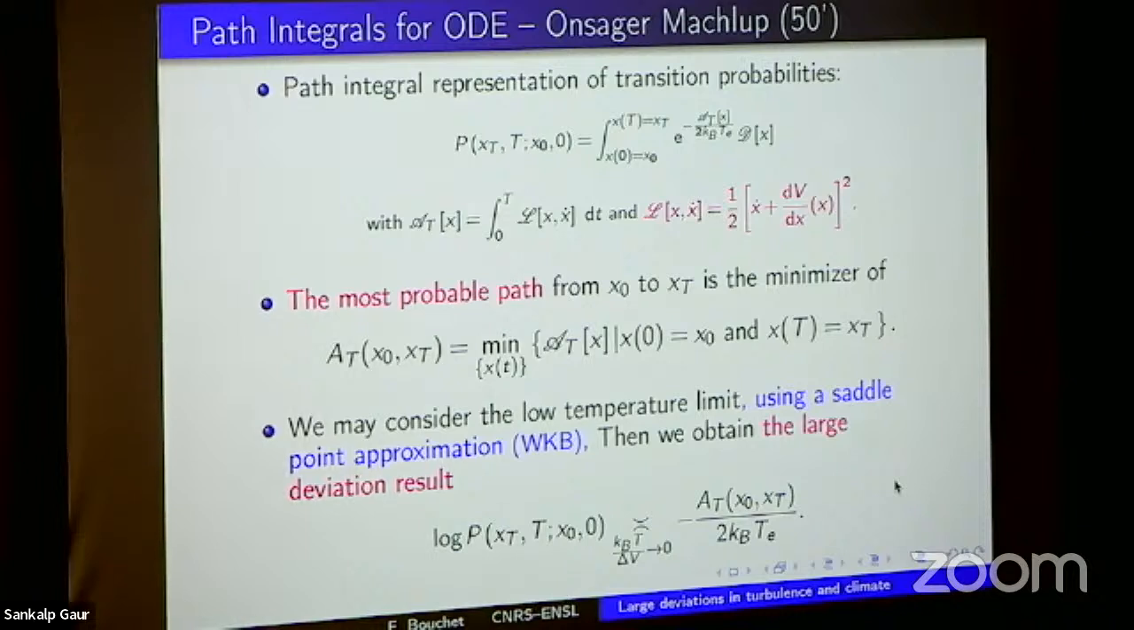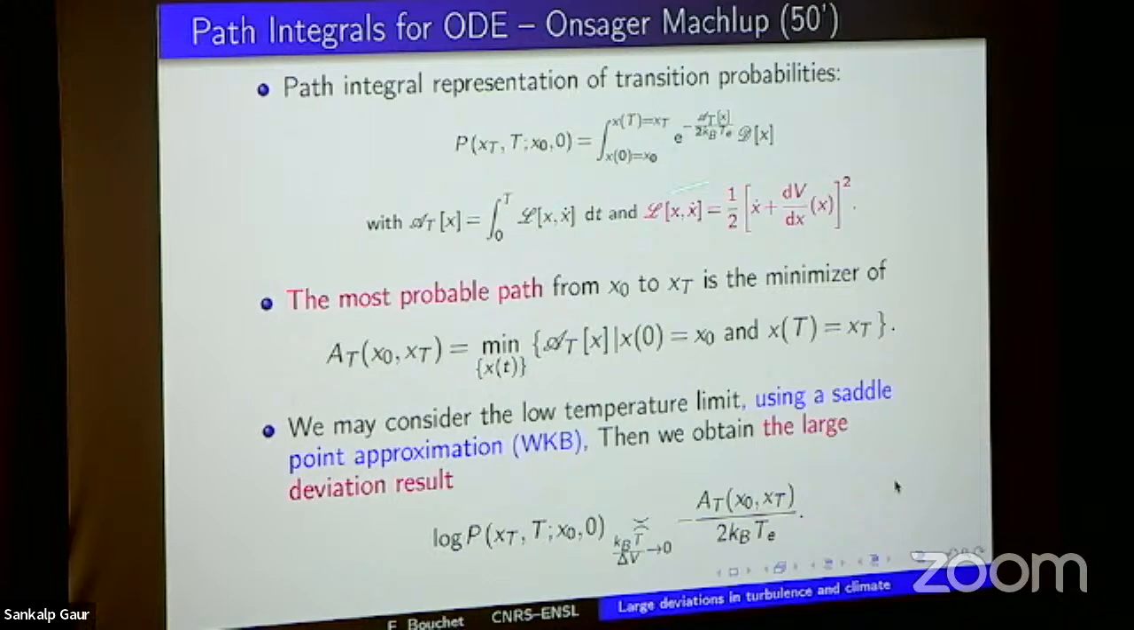Okay, so if you write the transition probability this way, you will do exactly what Onsager and Machlup did in 1953, I guess. This was just 3 years after Feynman wrote the path integral for quantum mechanics. So then you have exactly the same formalism as the path integral for quantum mechanics.